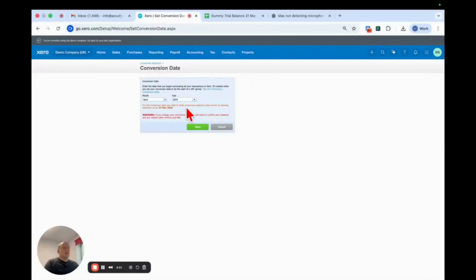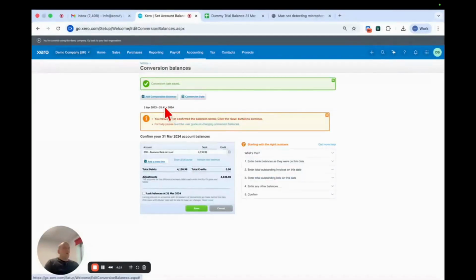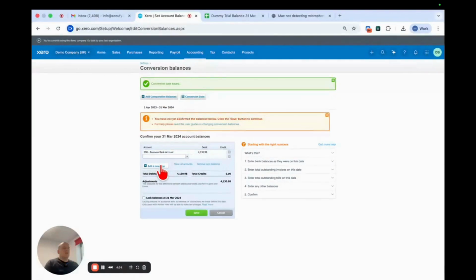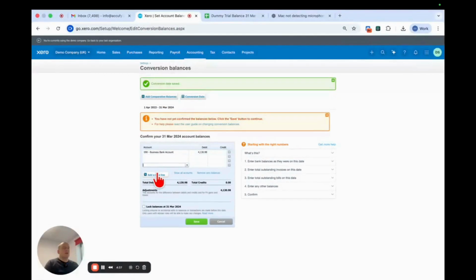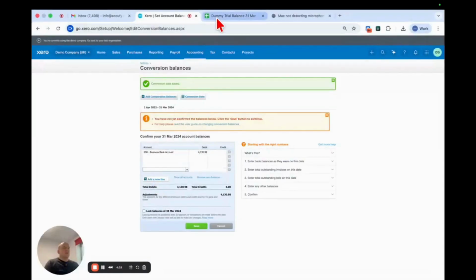For this conversion date, you need to enter your conversion balances, also known as opening balances, as at the 31st of March. So yeah, we'll go over the 31st of March, you put April in here under the month. So that means that basically from the 1st of April, we can start doing our bookkeeping as normal. So let's click save. And what we'll do now is we'll add all of our balances in. So we're going to click in here and add new lines. For each of those lines, as per the trial balance, we're going to add them all in. So let's just keep referring back.